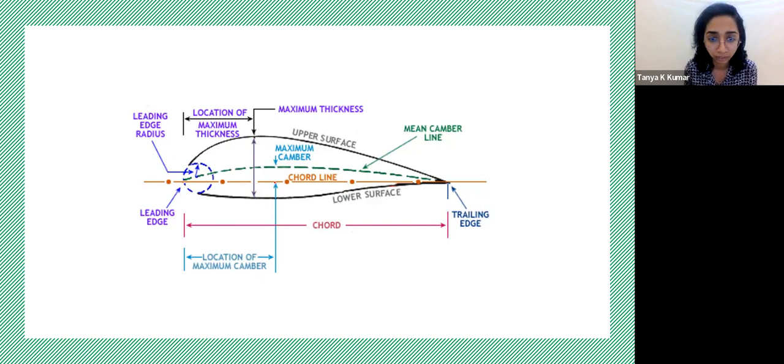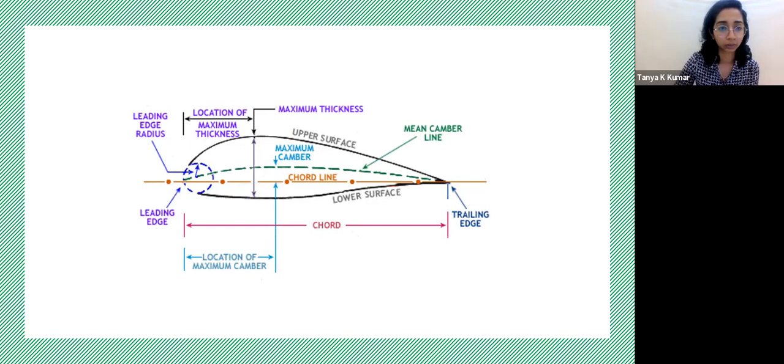The maximum camber is the maximum distance that the mean camber line has from the chord line. And the maximum thickness is the maximum distance between the upper surface and the lower surface. They can be the same point, but they need not be the same point. And all of the locations of these points, that is maximum thickness point, maximum camber point, trailing edge, all of them are measured with respect to some reference. In the case of airfoil, we will take the convention of leading edge. So all distances are measured along the chord line from the leading edge. You can see this location of maximum camber, location of maximum thickness, the trailing edge, the chord line itself, they're all measured from the leading edge. So your reference point here is the leading edge.